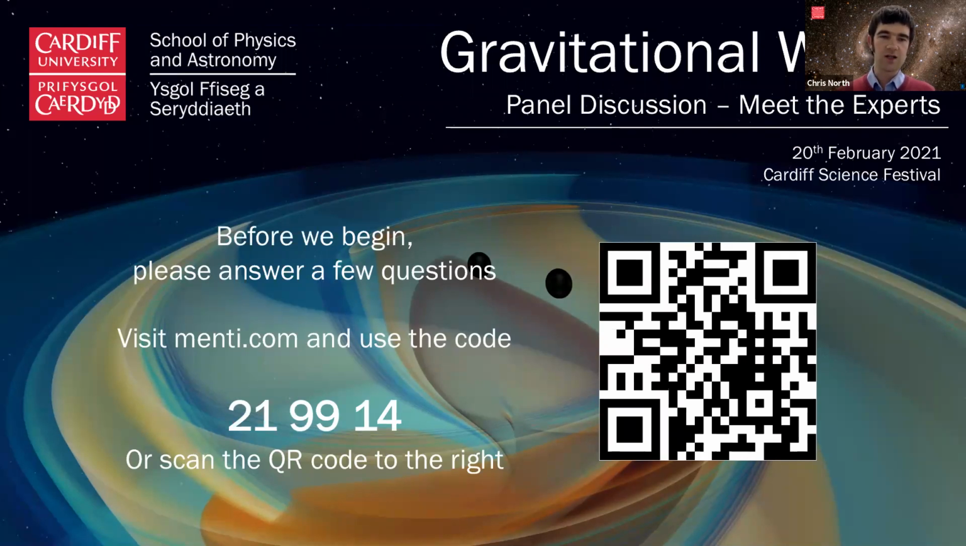We'd like you to go to menti.com and use the code that's there, 219914, and it will ask you a few questions. Alternatively, if you have such a device, scan the QR code on the screen, or you can click the link in the chat that Grace is about to send to everyone in the call. I'll let everyone do that. I'll leave that on screen just for a second.